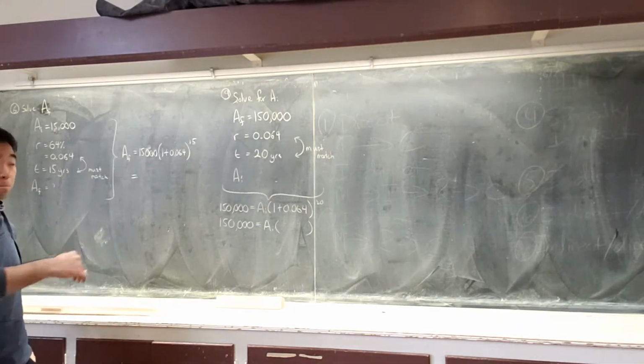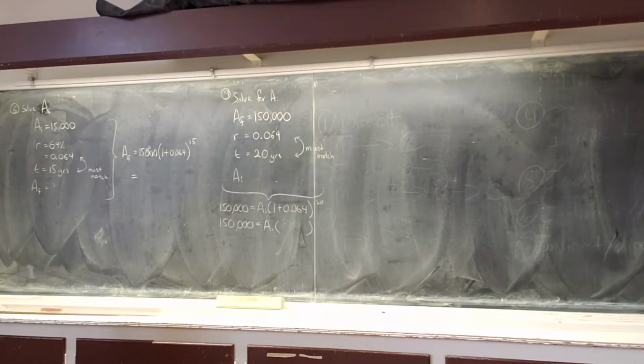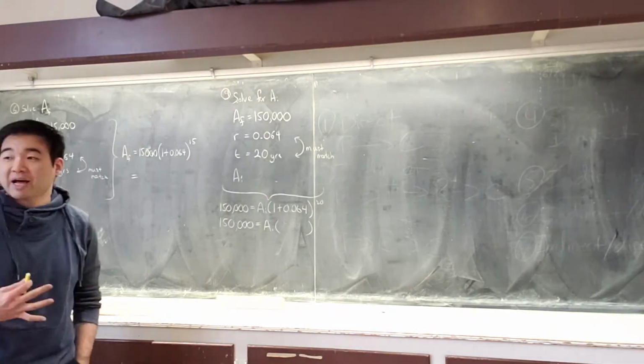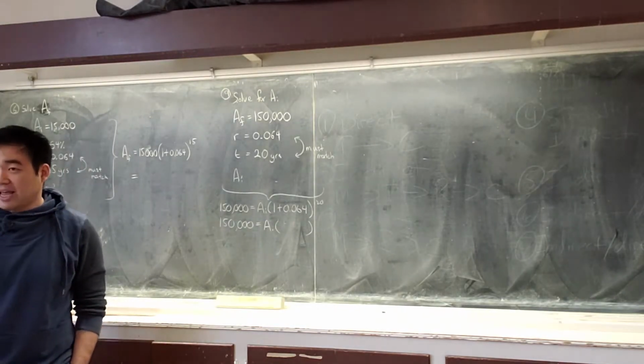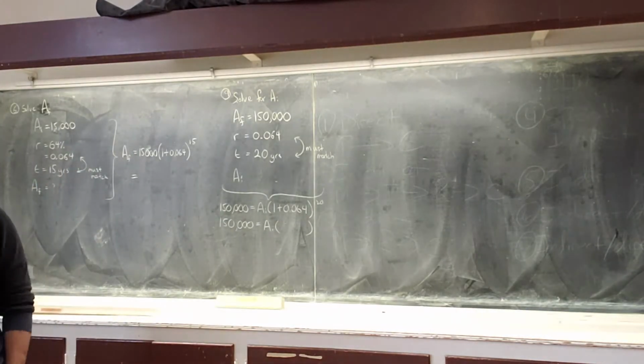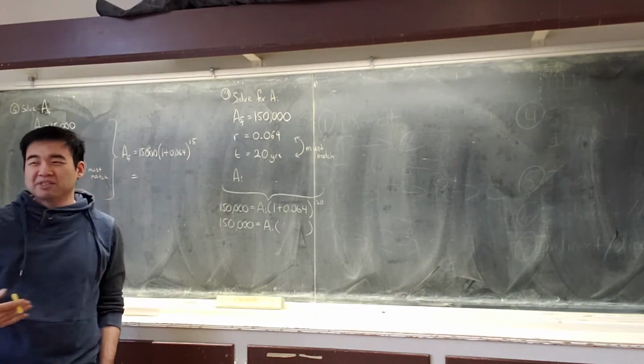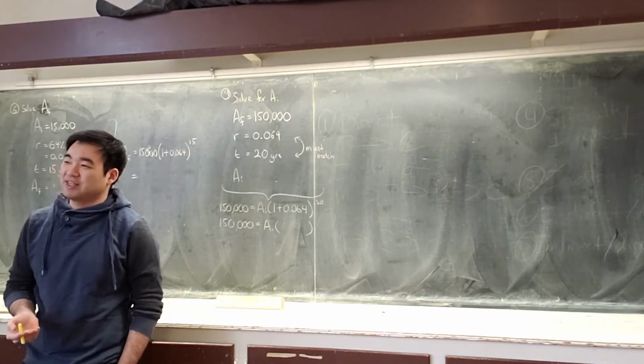What is the arrow? Does that say next to it? Arrow. Oh, must match. The rates and the time frame have to match. If I get the rate in years, but the time is in days, that doesn't make sense.